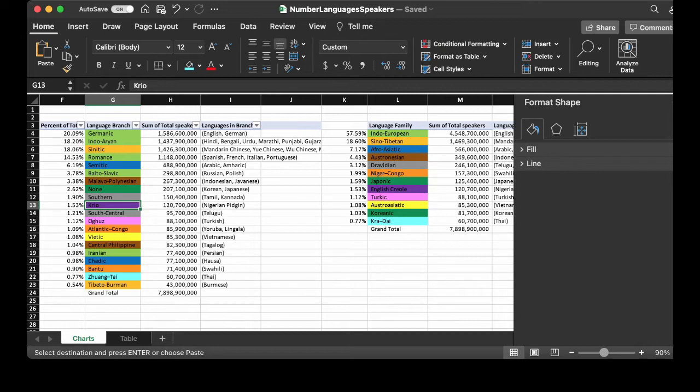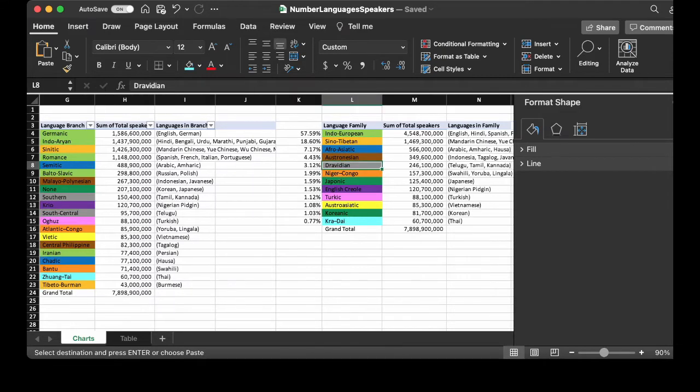And then you had the Dravidian language family, which I think is southern India. Like I say, if anyone's more familiar, please correct me if that's wrong. But you have the southern, which is Tamil and Kannada, and then the south central, which is Telugu. So those are kind of the breakdowns of which branches belong to what family and which languages belong to what branch. And again, this is limited to the top 40.